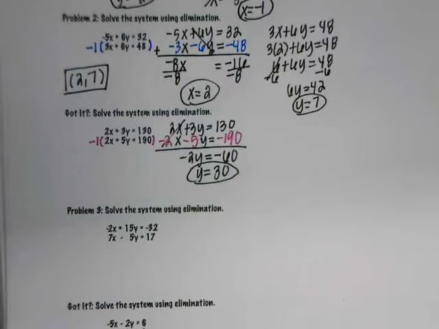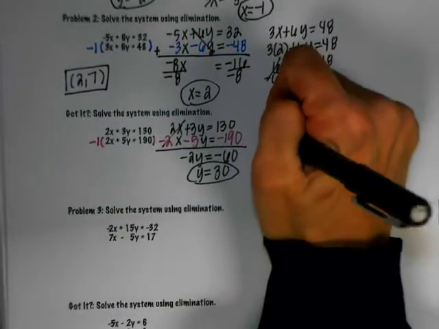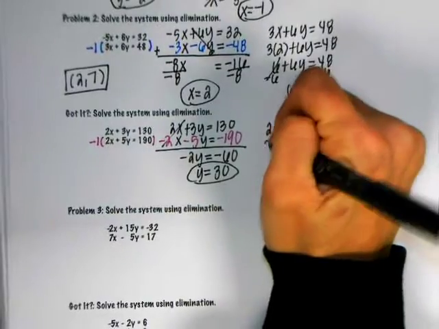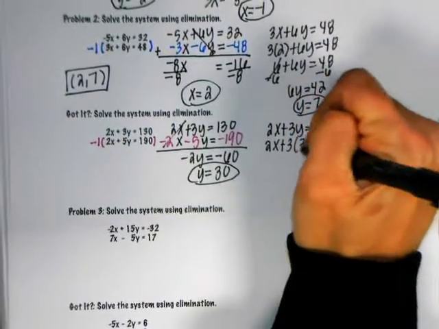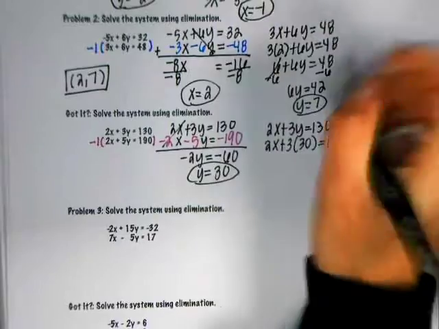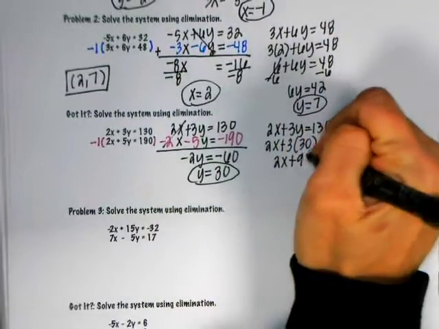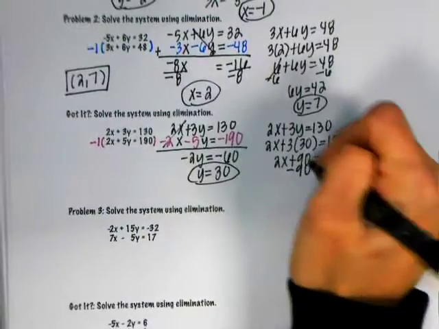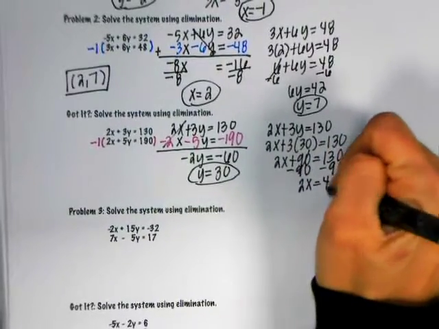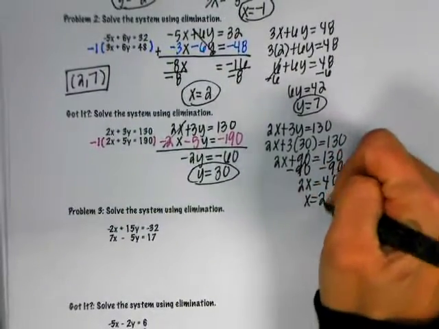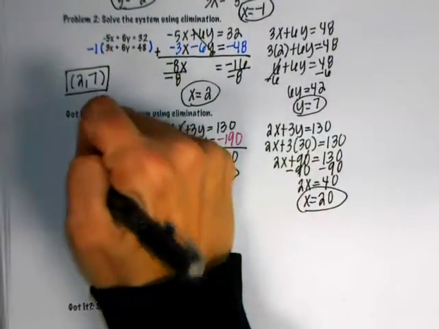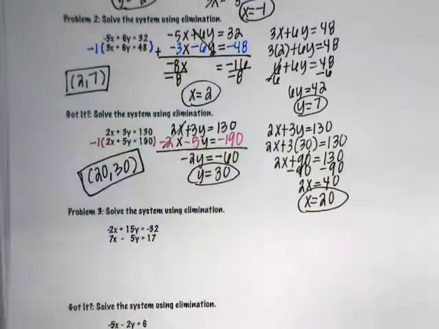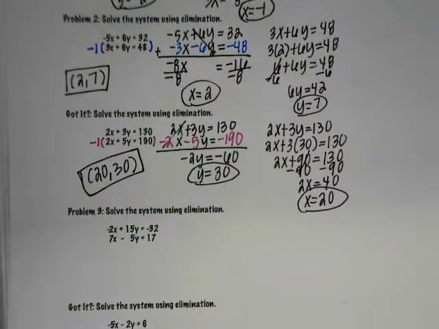And I'm going to do the top original equation. 2x plus 3y equals 130. 2x plus 3 times 30 equals 130. So that's 2x plus 90 equals 130, minus the 90. So you have 2x equals 40. So what does x equal? 20. Yep. So we have 20, comma 30 for that solution. Any questions?